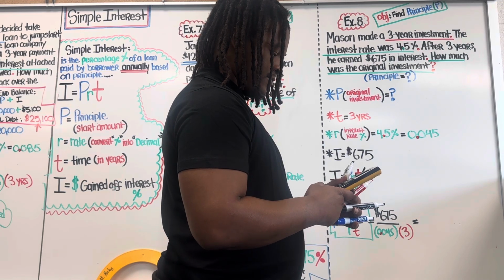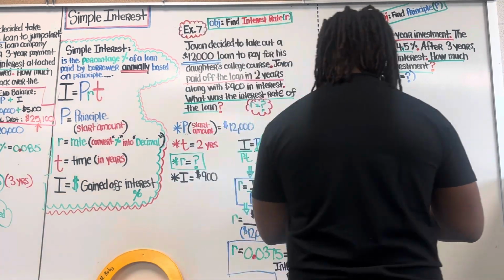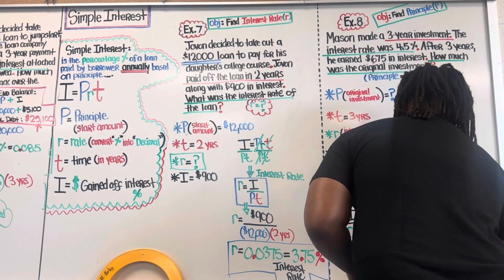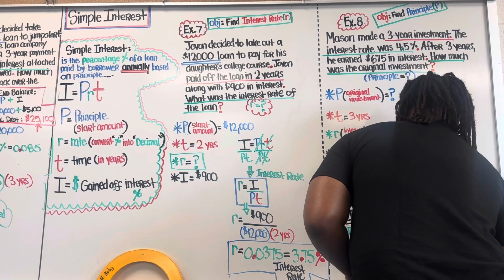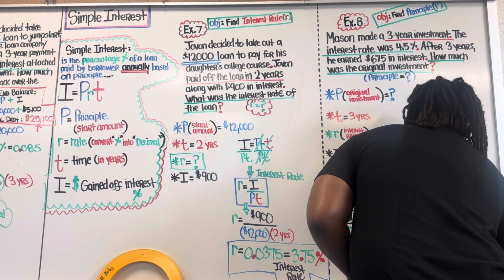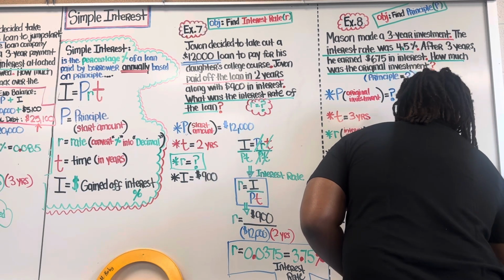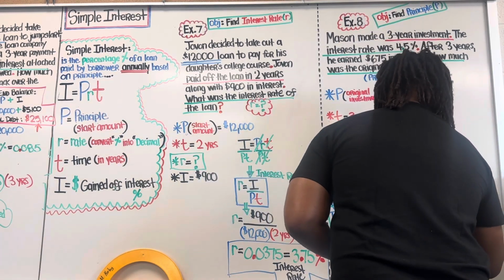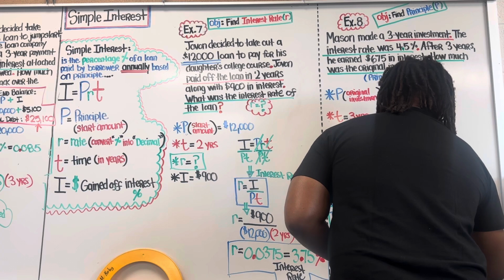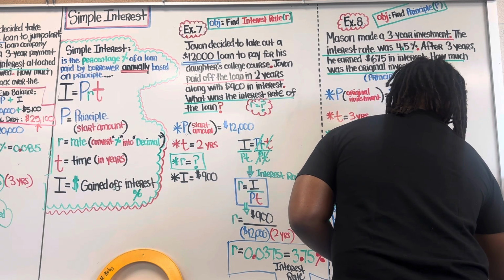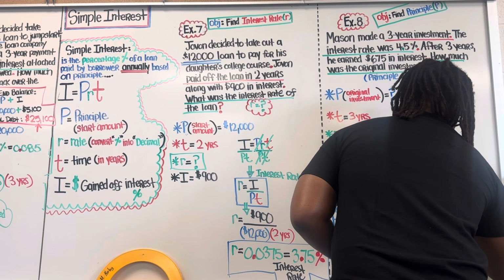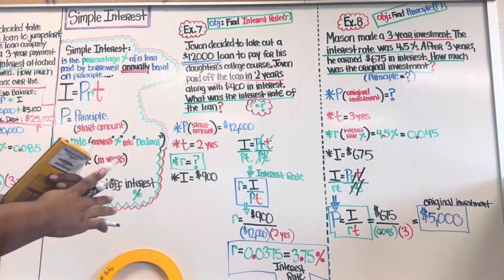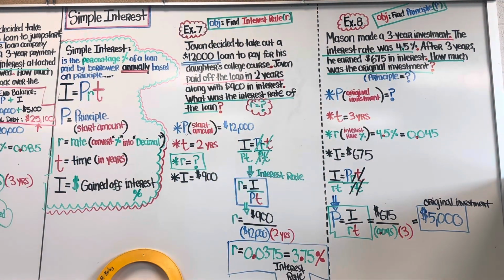Once I do that, it tells me that the original investment amount was $5,000, which is P. There you go, $5,000. That was the amount of the original investment.